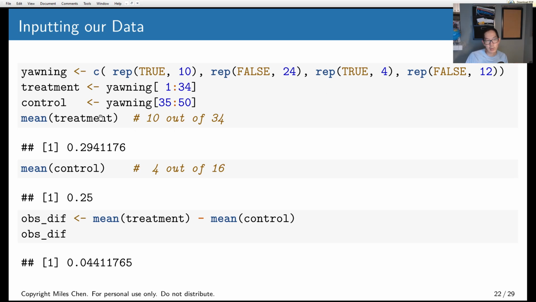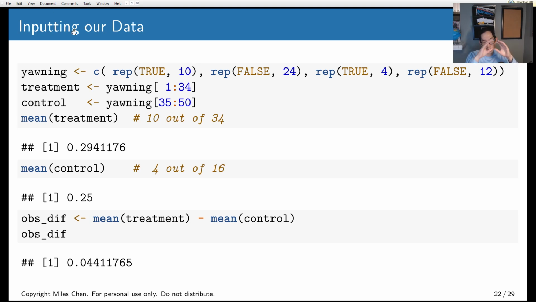So I could say, hey, what is the mean of the treatment group? 10 out of 34, 29.4%. What is the mean of the control group? Okay, there's 16, 4 out of 16, 25%. And I could say, okay, what is the observed difference between proportions? I do 0.294 minus 0.25, I get 0.044. Okay, that's my observed difference.